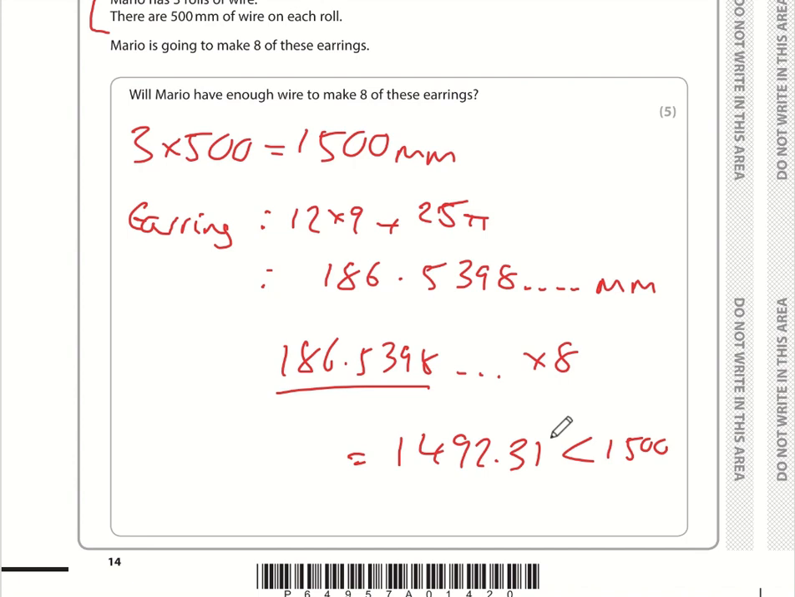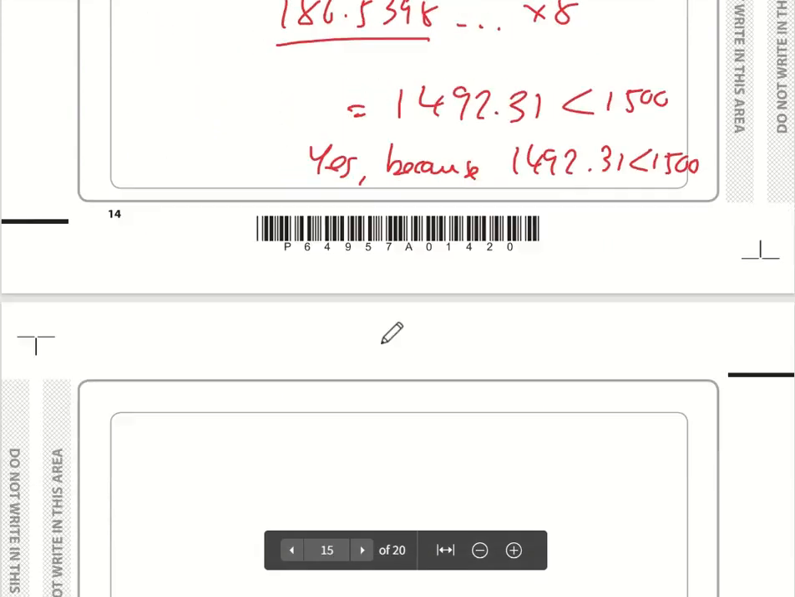So will Mario have enough wire to make 8 of these earrings? Well, yes, because 1492.31 is less than 1500 millimeters, and we are done on that question.